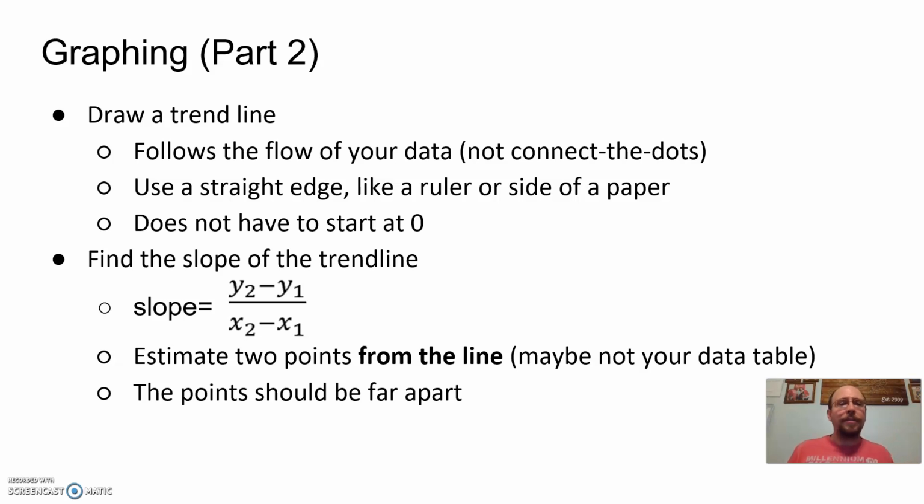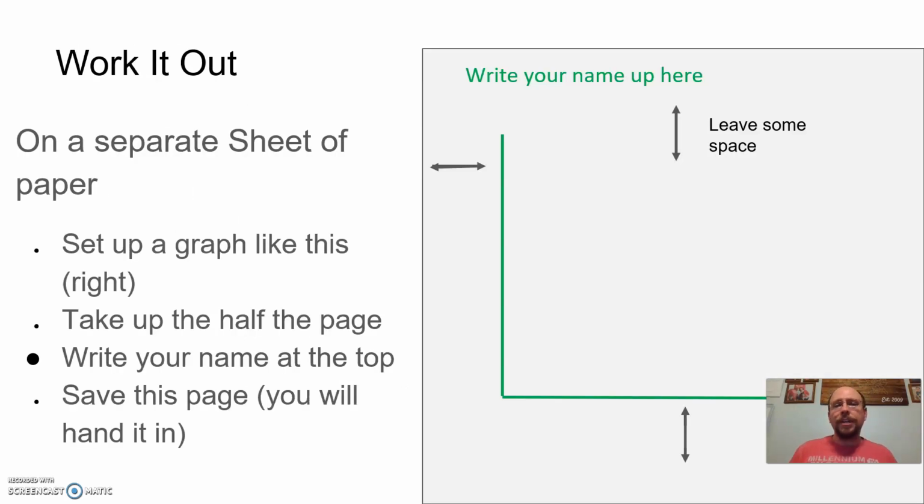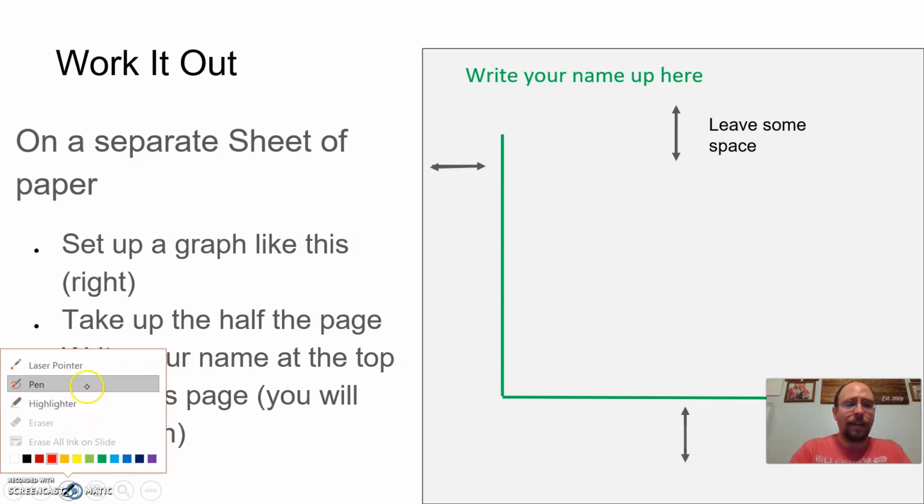Okay? But to set this up, we're actually going to take a sheet of paper and we're going to write our name up at the top. And you're going to want to save this sheet of paper because it's going to be something that you'll turn in. Okay? But we're going to set up our graph like this green line. So you'll have a vertical line and then a horizontal line on your paper. Kind of like on a regular graph that you might use in math class.